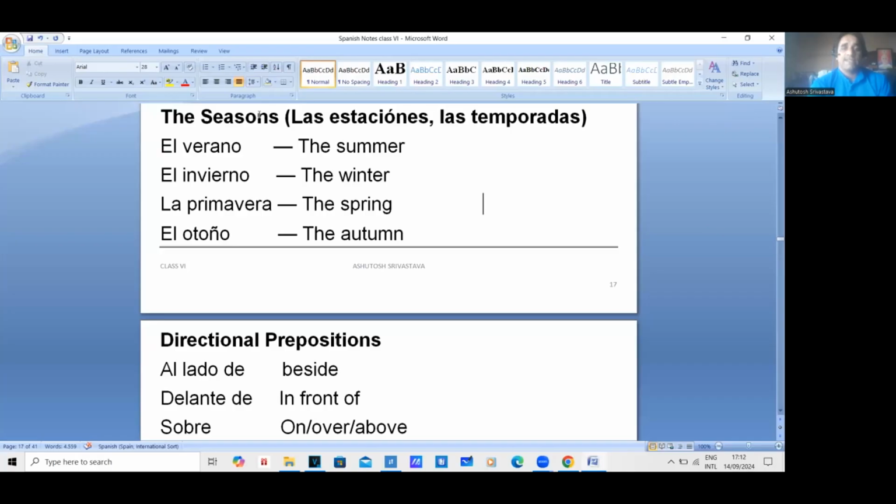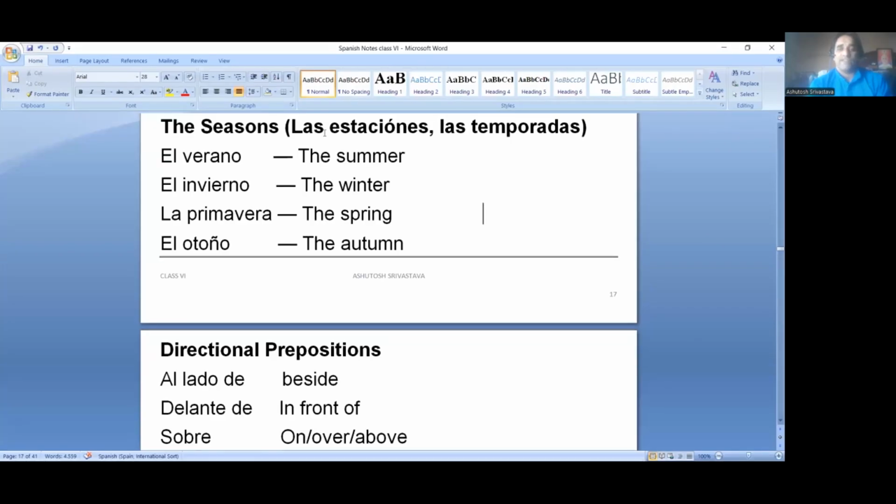The seasons is las estaciones or las temporadas. The summer, el verano. The winter, el invierno. The spring, la primavera. The autumn, el otoño.